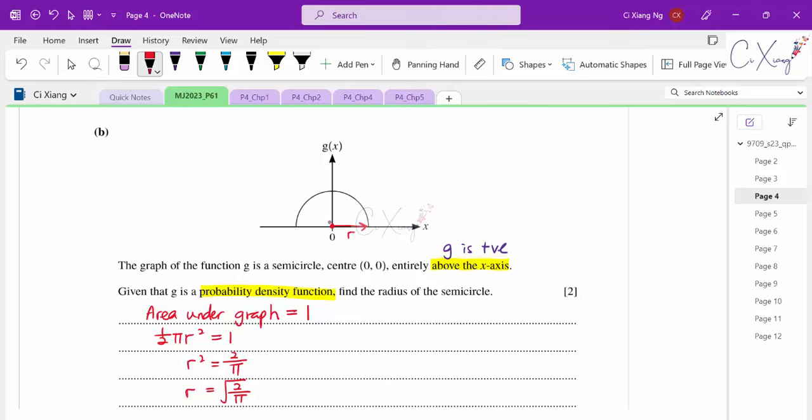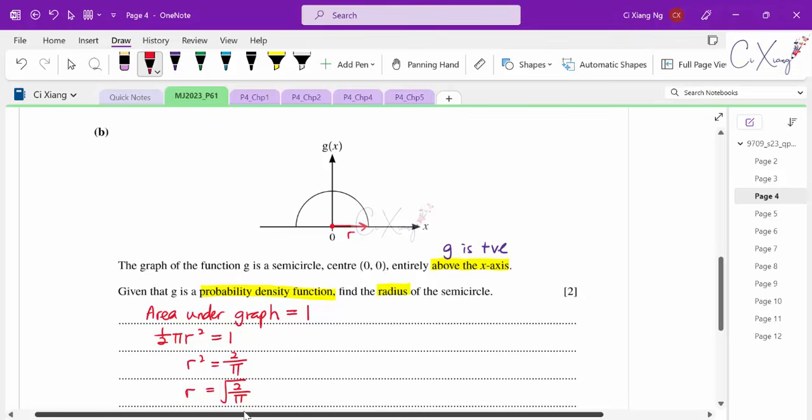Alright, so since they asked us to find the radius, so radius is r, I only consider the positive value for r. Okay, and you can leave your answer like this, square root of 2 over pi, or you can change it to 3 significant figures, which is 0.798. So there are 3 significant figures.